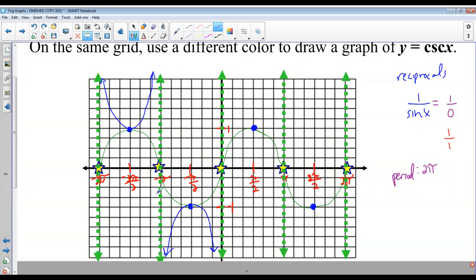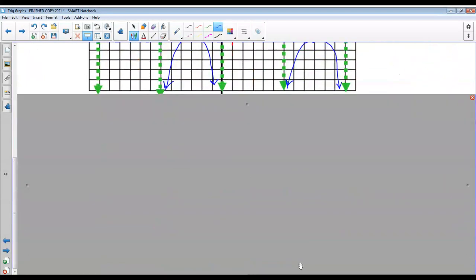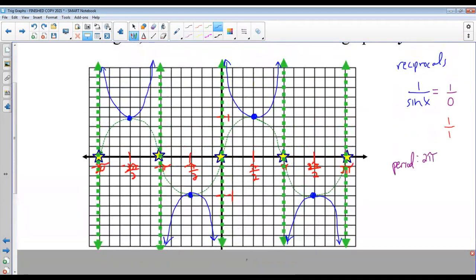Right, what you see in front of you, just those two graphs, is one period of the cosecant function. Here's another period starting at 0 and ending at 2 pi. And this will keep repeating itself over and over and over again. So what you see there is the graph of cosecant x.